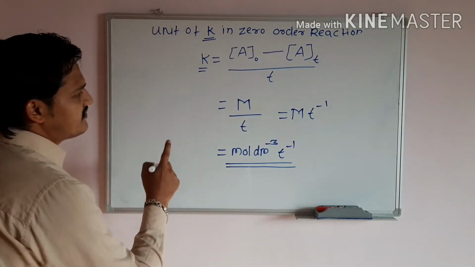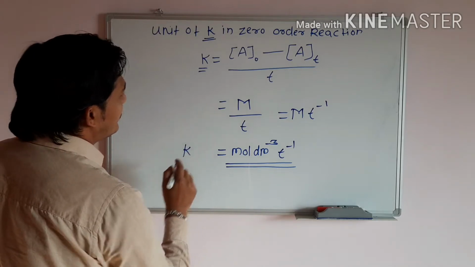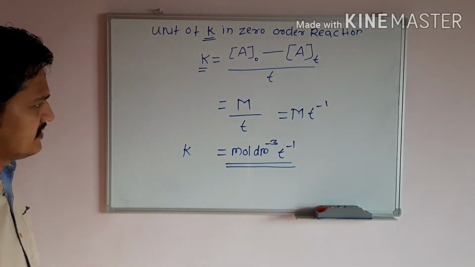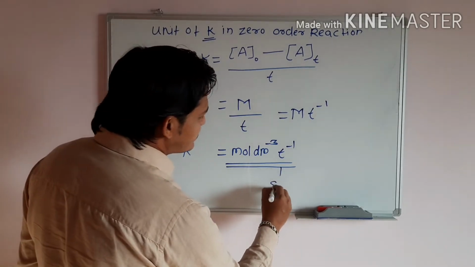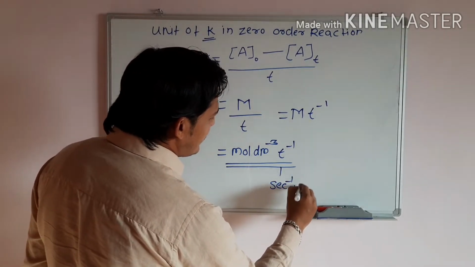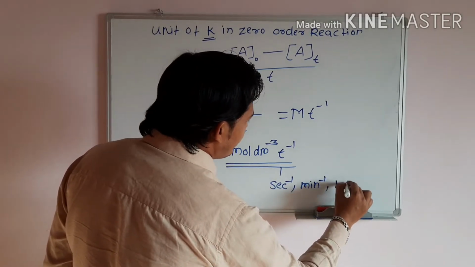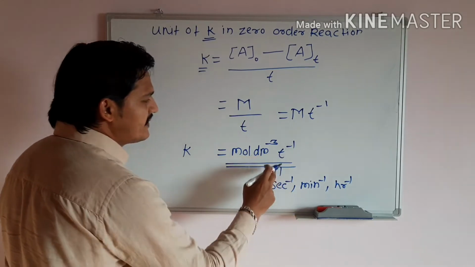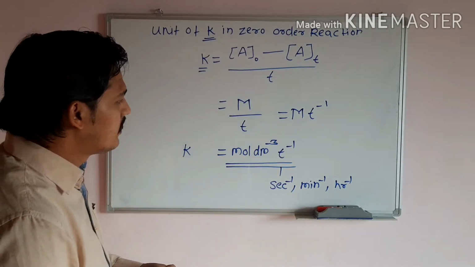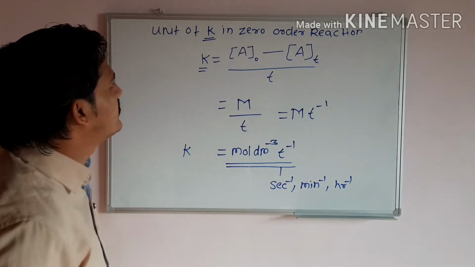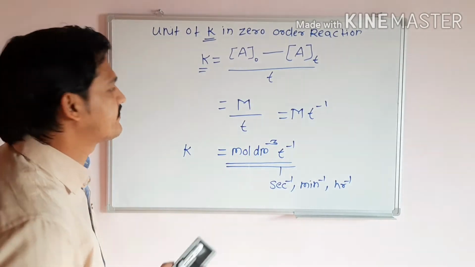So this is the final unit for rate constant K in zero order reaction: mole per dm cube, time inverse. T indicates second inverse, minute inverse, or hour inverse. I am not replacing it with a particular word, second, minute, or hour. This is the unit of K in zero order chemical reaction.